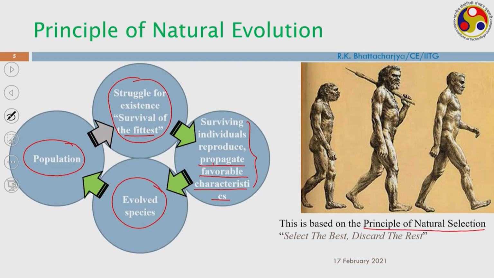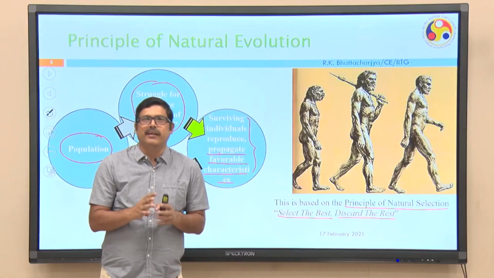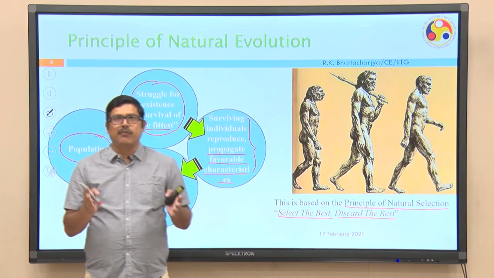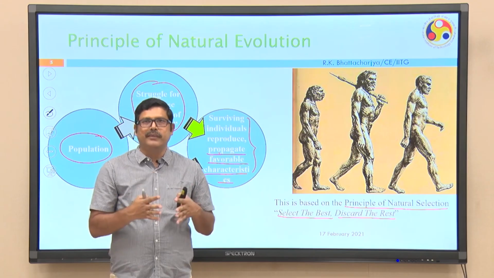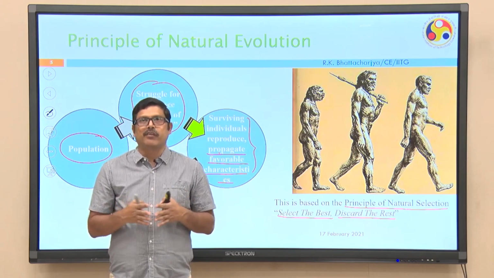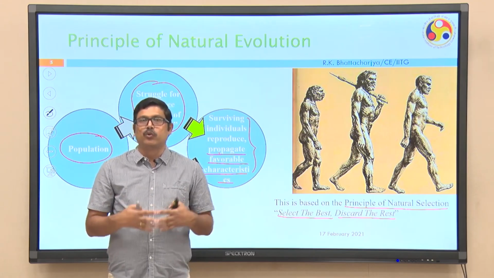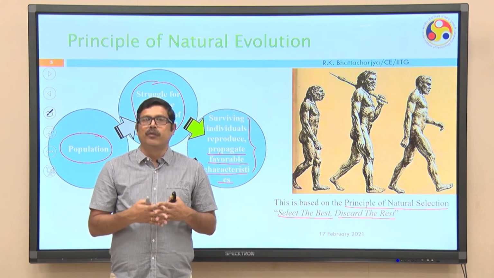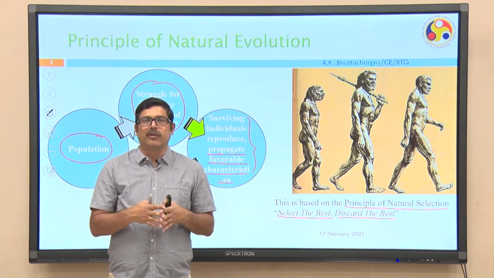Now, what is the basic principle of natural selection? The principle is select the best, discard the rest. That means the best, the fittest solution, from a natural point of view, will survive, and those who are weak will be eliminated. So, nature will discard them.